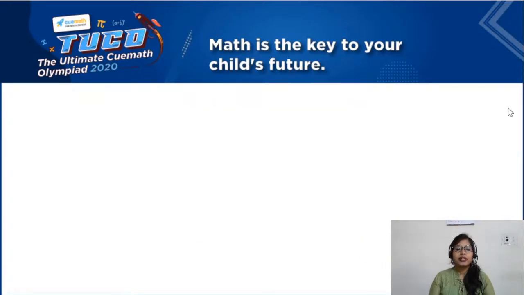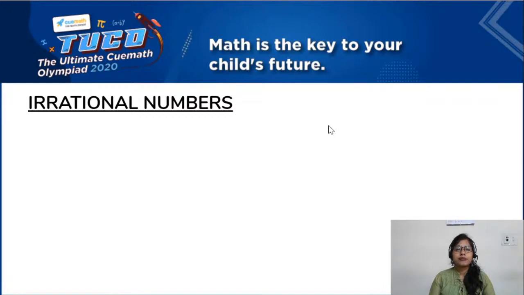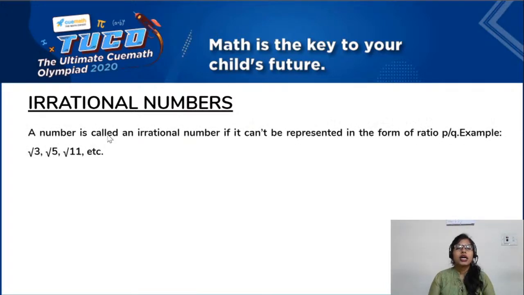Coming to the next part, that is irrational numbers. So let's see what's an irrational number. A number is called an irrational number if it cannot be represented in the form of p upon q. For example, we have square root of 3, square root of 5, square root of 11. Any other responses or any other answers on what are irrational numbers? Yes, all of you can put it on the comment section. Let's see who gives the right answer.